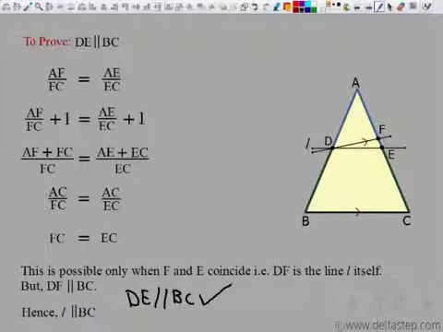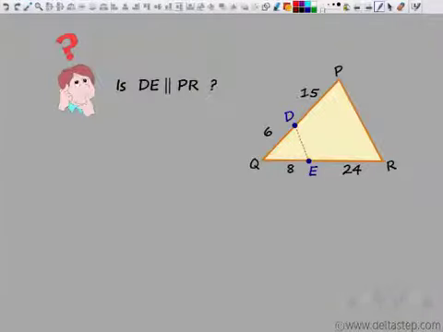So we've seen that along with BPT, that is the basic proportionality theorem, the converse of BPT also holds true. If you have any line that divides a triangle into equal ratios, you can say that that line would always be parallel to the third side. So now can you answer this question? Is DE parallel to PR?